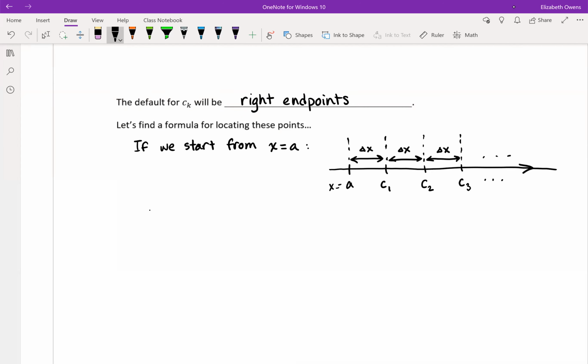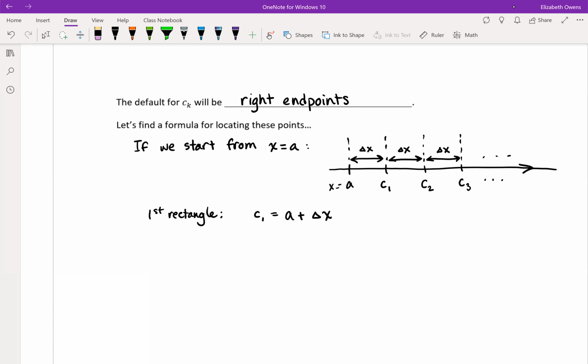All right, on our first rectangle, we're getting the point C1. And we could find this x value right here by starting from x equals a and then going over this much distance, delta x. That would take us to the point C1, right? So the x coordinate for C1 is just going to be a plus delta x. That'll get us there.